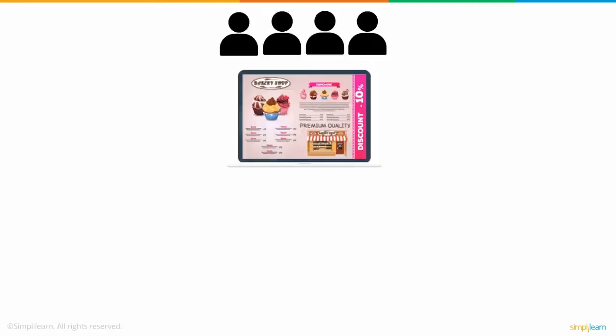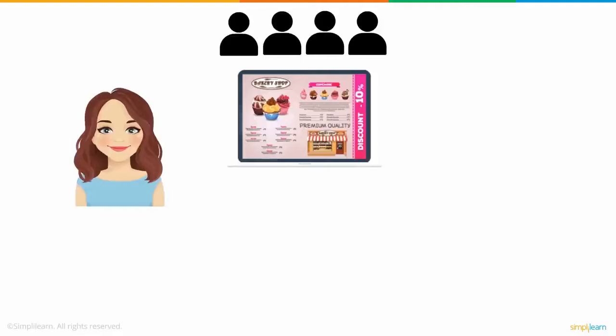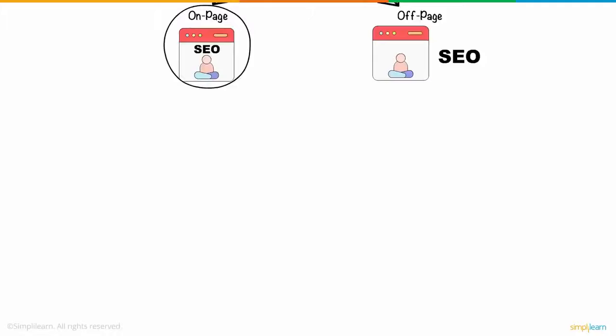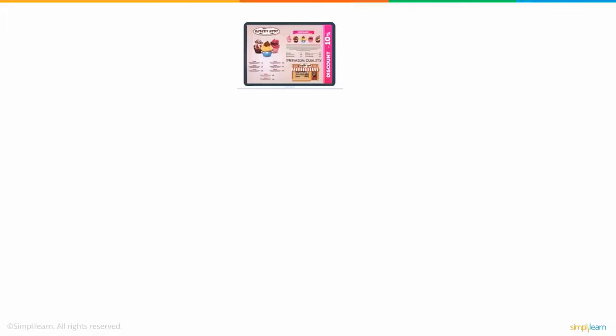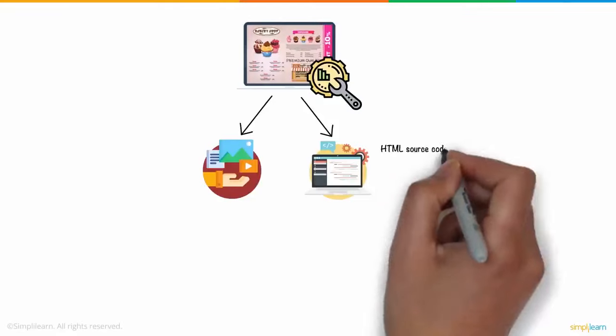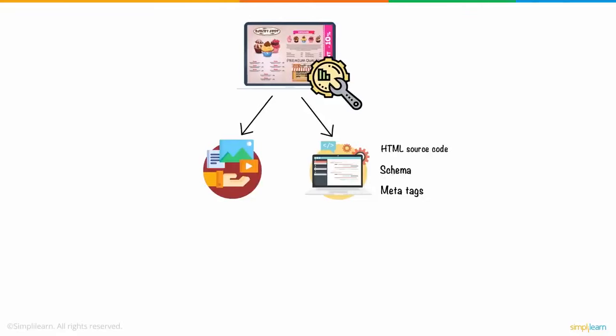To bring visitors to her website, Rachel would have to take advantage of the two types of SEO, on-page and off-page SEO. Rachel first decides to tackle on-page SEO and get that sorted. On-page SEO involved Rachel optimizing her website, both in terms of content and the technical aspects, including the HTML source code, schema, meta tags, and more.